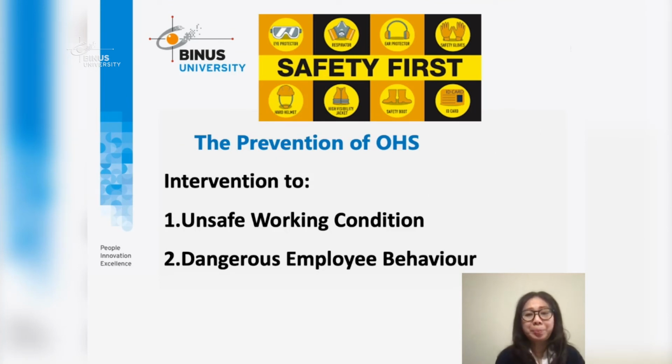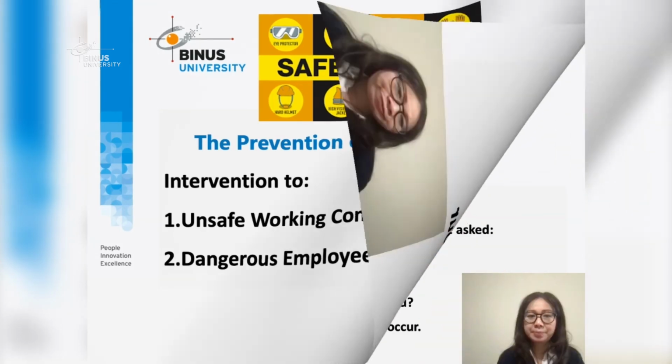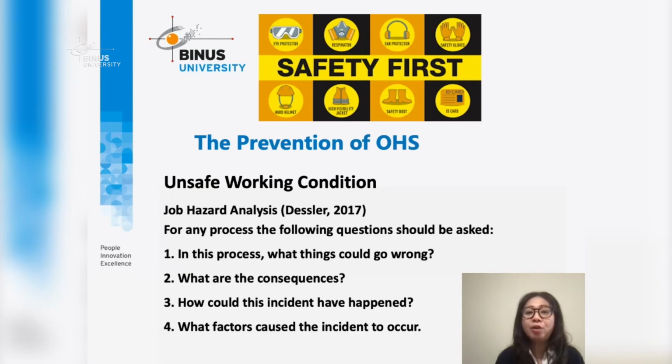In practice, preventing accident in the workplace is by preventing two things, namely unsafe work condition and dangerous employee behavior. The prevention of occupational health and safety. Reducing unsafe workplace conditions can be done by companies by taking into account that things mentioned above as things that can cause unsafe workplace conditions.